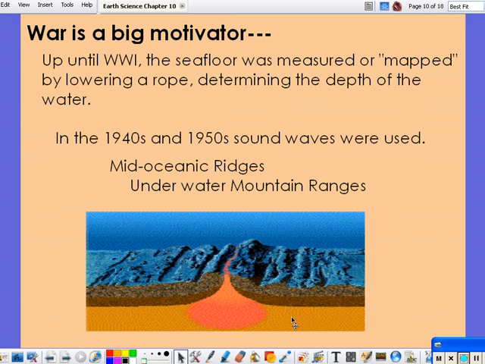Now, during World War I and World War II, we developed submarines and sonar. Sonar uses sound waves. So in the 1940s and 50s, they actually began to chart the ocean floor. And what they discovered is there were these things called mid-oceanic ridges. Basically, they're underwater mountains.